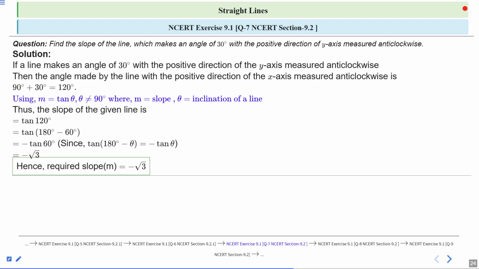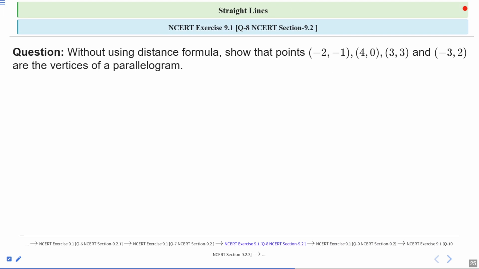So now let us move to the next question. In this question, we have to show that the points minus 2, minus 1, 4, 0, 3, 3, and minus 3, 2 are the vertices of a parallelogram, without using the distance formula. So here we cannot use the distance formula. Students, first of all, try it yourself and then see the solution. You have 40 seconds to solve this question and then we will provide the solution.